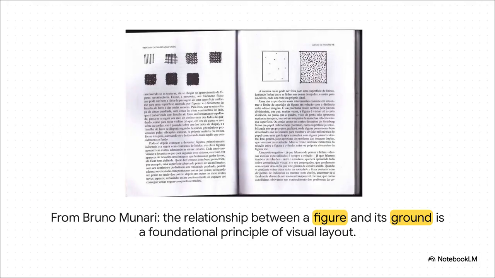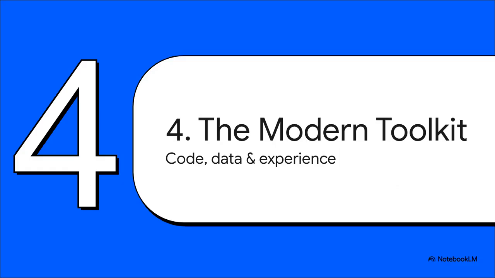And this image from the legendary designer Bruno Munari shows you a rule that underpins all of this. It's the relationship between the main shape, the figure, and what's behind it, the ground. How you see something, what you focus on, depends entirely on its context. It's a simple idea, but it is everything in visual design.